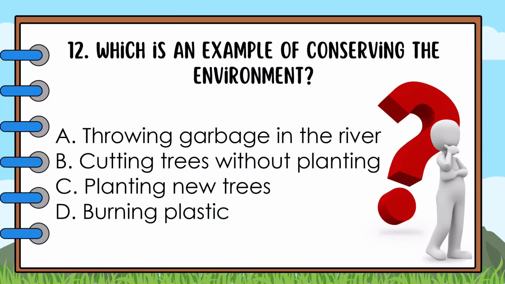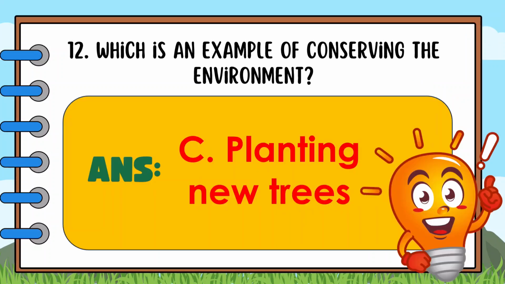Which is an example of conserving the environment? A. Throwing garbage in the river. B. Cutting trees without planting. C. Planting new trees. Or D. Burning plastics. The answer is C. Planting new trees.